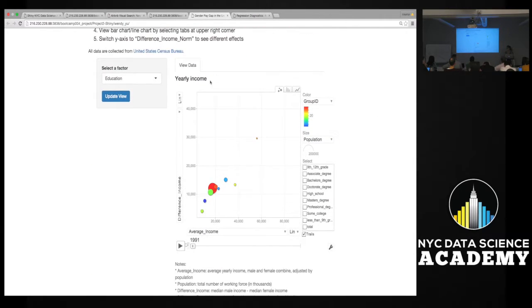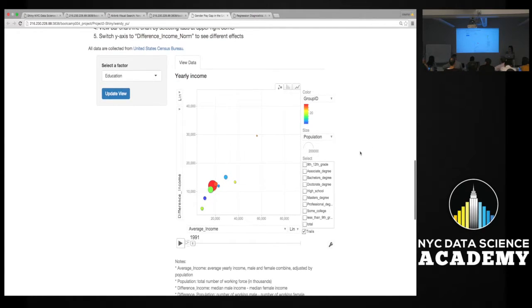You have already seen this plot before. It's a motion chart. Here are some of the factors. I'm only going to point out 2 that I think are the most interesting. The first is education. On this plot, on your x-axis, you have the average income in a year, and on your y-axis you have the differences in income, and it's man minus woman.